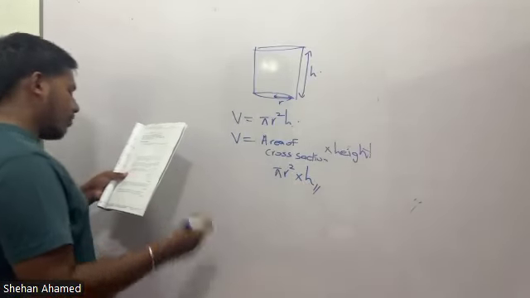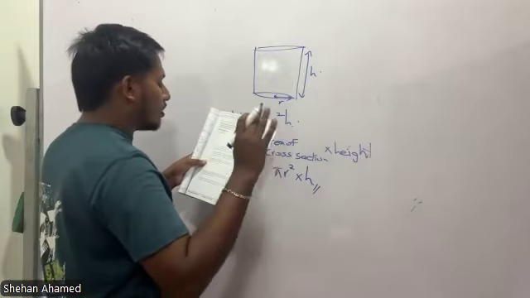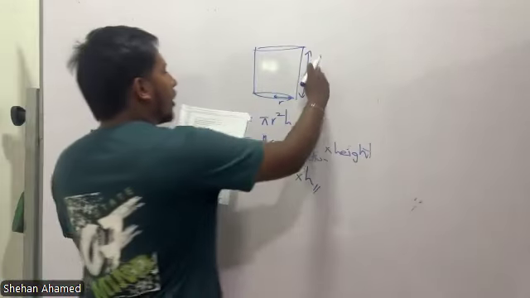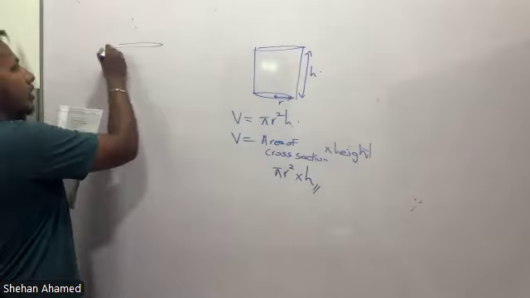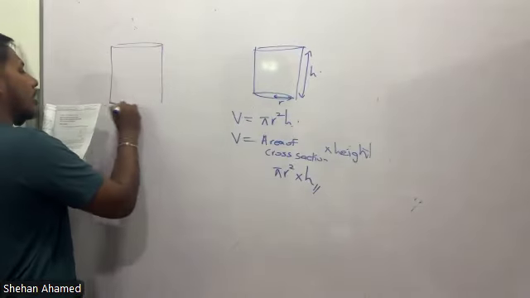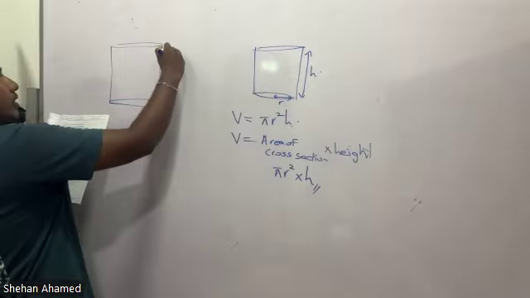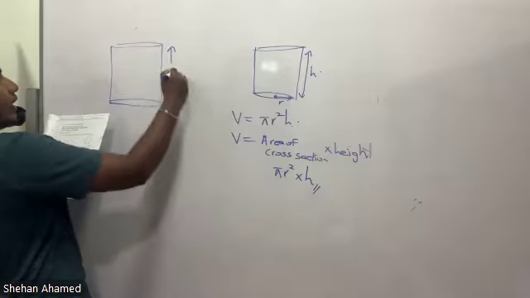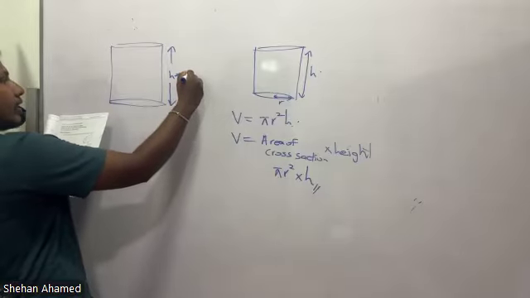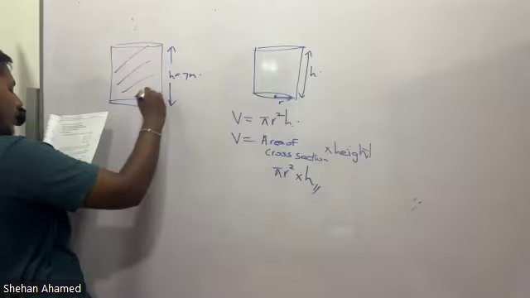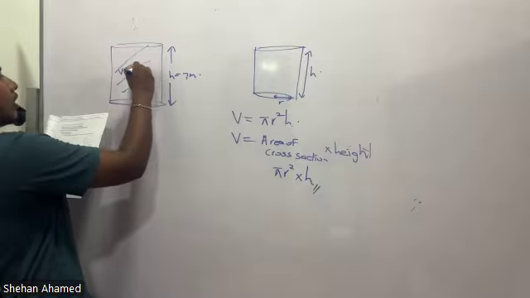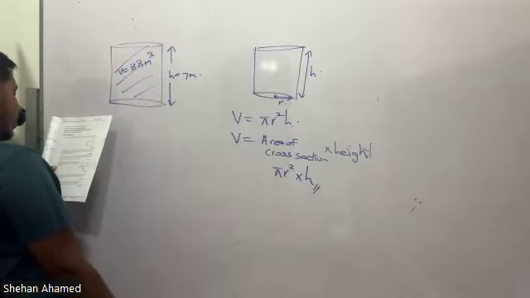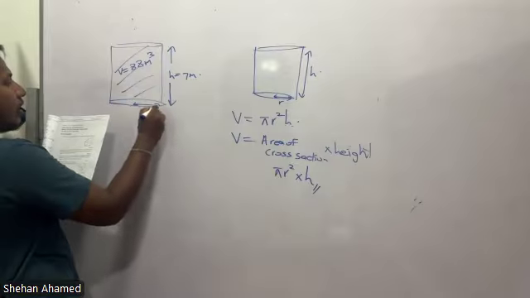Now, what they are telling is, if the volume of a right circular cylinder of height 7 centimeters is 88 meter cube. According to this question, I'll draw the cylinder again here. Now, this is the height, h. They have given the height, which is 7 meters, and the volume of this cylinder as 88 meter cube. Find the base radius of the cylinder in meters.